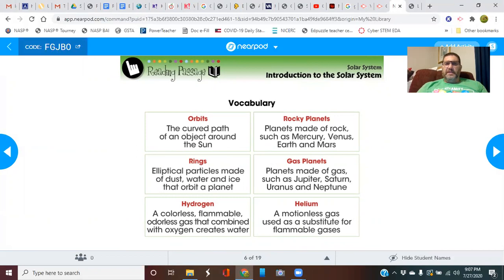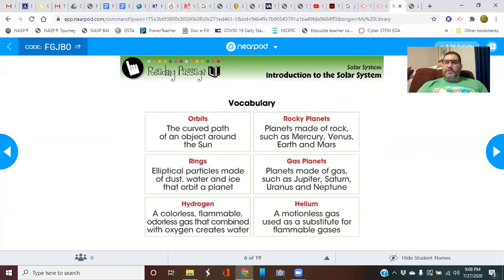Orbits are, of course, the paths that an object takes around the sun. And in the case of our solar system, those orbits are normally elliptical. Rings, these are elliptical particles around the gas giants, and they're usually made of ice and dust and water, and they generally orbit a planet. Hydrogen and helium are two things that are undergoing fusion and fission on the sun to create energy.